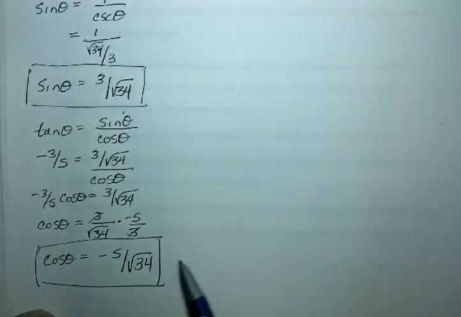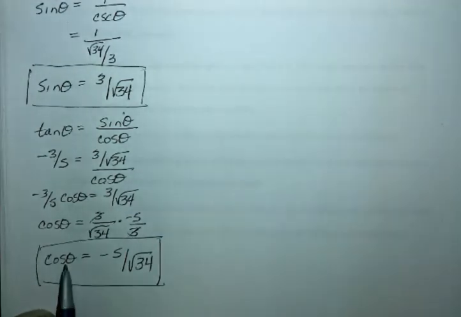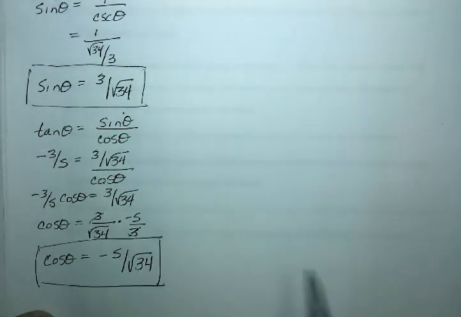Then the very last one that we need is secant. We can use the reciprocal identity and just flip this over to get secant.